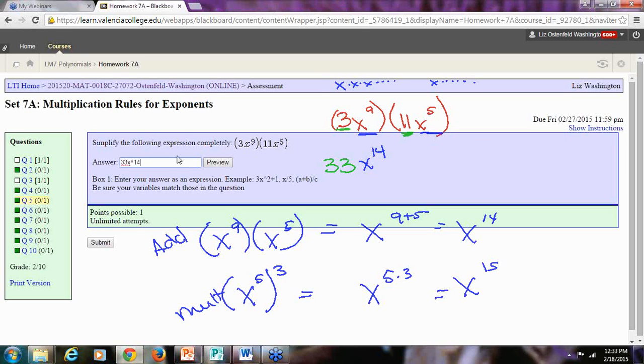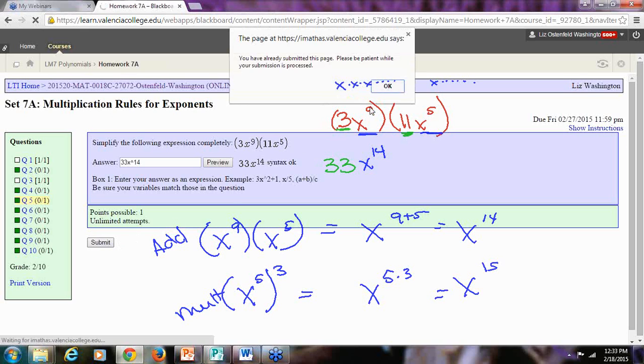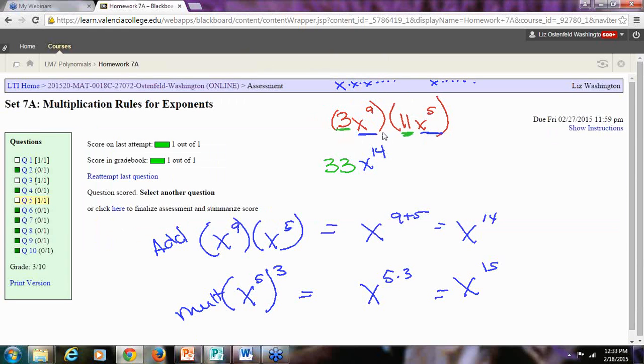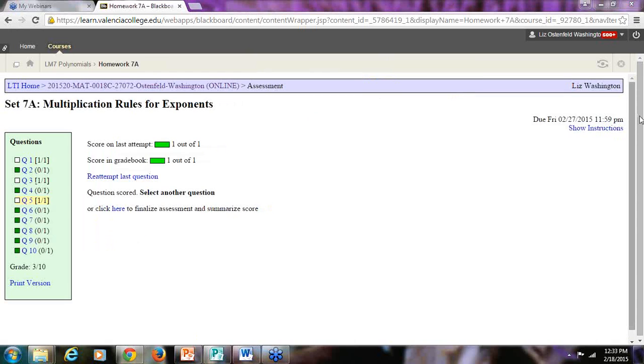X to the 14th. I'm going to preview it. Yes. Oops, I'm not being patient. Okay. Alright, I'm just going to keep on skipping around. Let's go down.